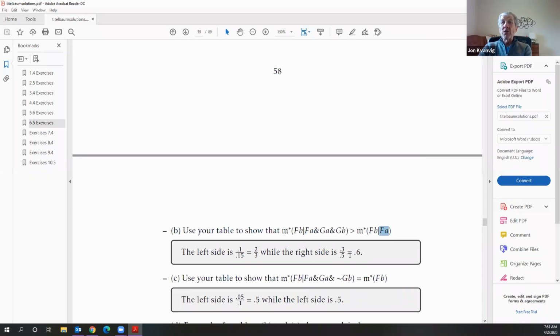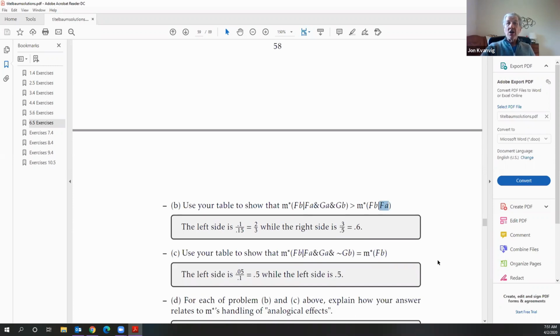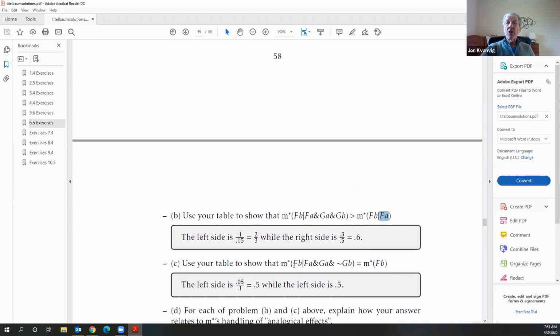So we have 0.3 over 0.5, which is 0.6. All right, now use your table to show that this measure is the same as this measure. The second measure is easy for us to calculate. You know it's going to be 0.5 because it's just an unconditional measure on an atomic formula. This is the one that's a little more complicated.